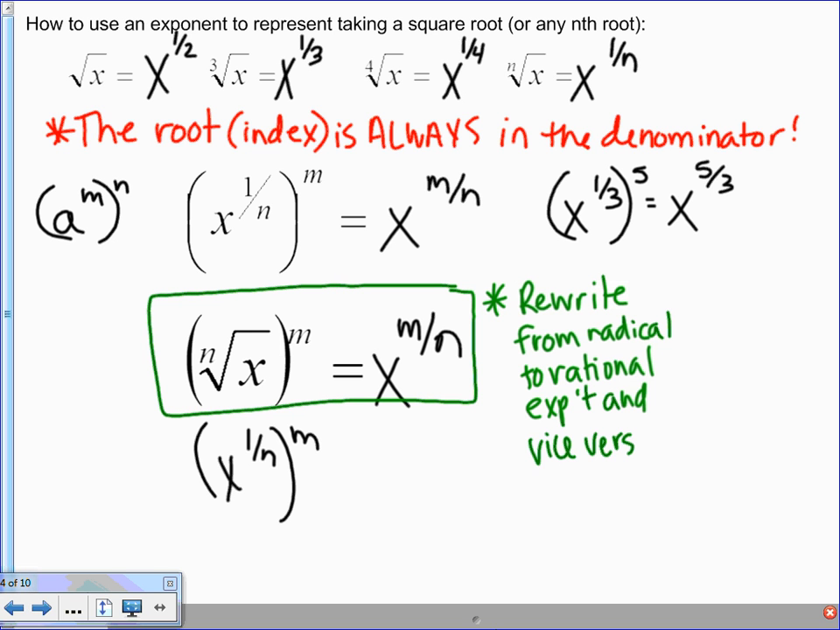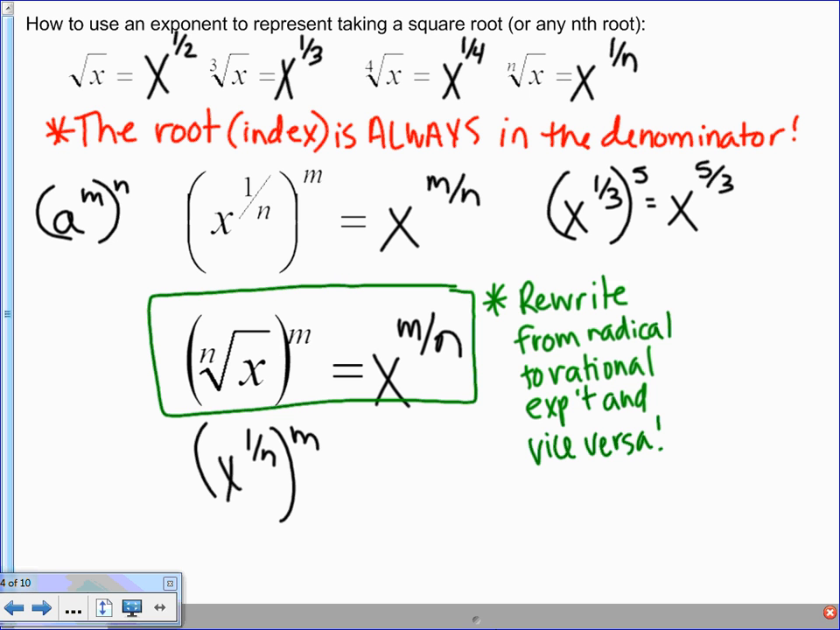This is how you're going to rewrite. If something looks like a radical and you want to write it in rational exponent form, use this property that we have. If something looks like a rational exponent and you want to rewrite it as a radical, then use this property.